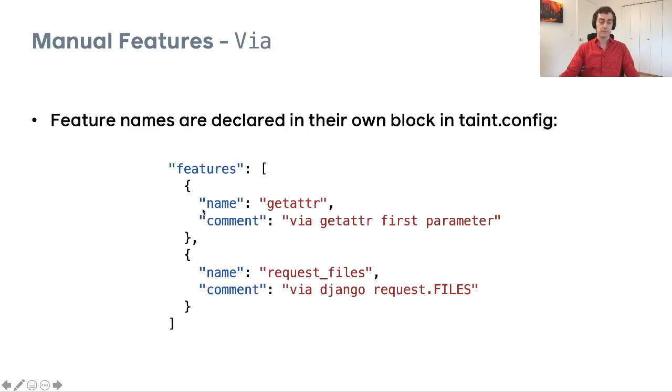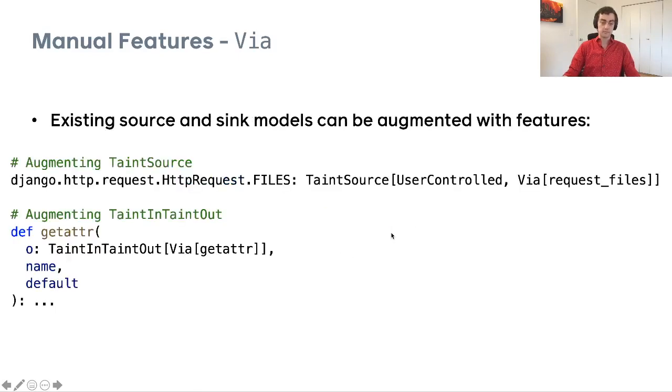When you're declaring your own features, just like sources and sinks, you need to first declare them in your taint.config file in their own block. So here we have an example of me declaring that getAttribute feature I referenced, or any other feature you want. These names can be whatever you want, and the comments describe what they are. Then, when you're using those features that you declared in your .pysa files, you're going to be writing with the same model syntax that you wrote sources and sinks with.